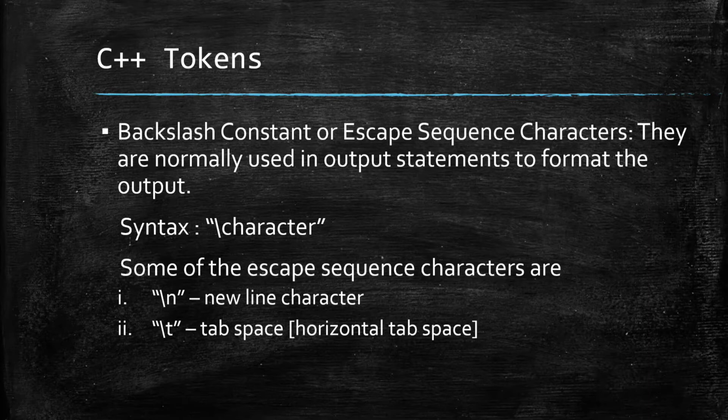It is used to format the output onto the next line or new line. And \t, its function is tab space, horizontal tab space. This \t gives you a tab space in your output. If you want to give some space in the output, you can't give it directly. You'll have to use your tab, \t.